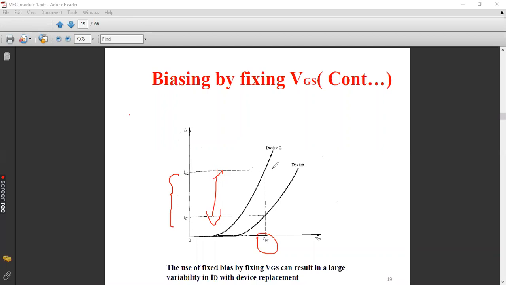Is that clear for you? So is this a desirable thing or a limitation? This is the limitation of this biasing circuit. Why did this happen actually? Even though you are able to fix VGS by using the potential divider network RG1 and RG2 and a supply voltage VDD, for the same value of VGS the magnitudes of the drain currents ID1 and ID2 are different. That is a limitation of this straightforward approach of biasing a MOSFET by using VGS.